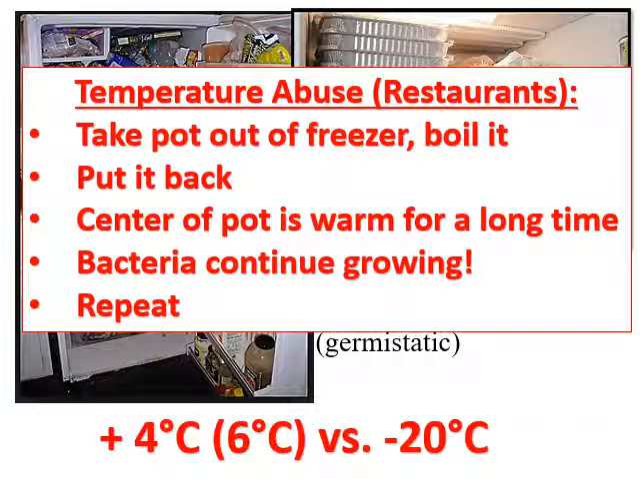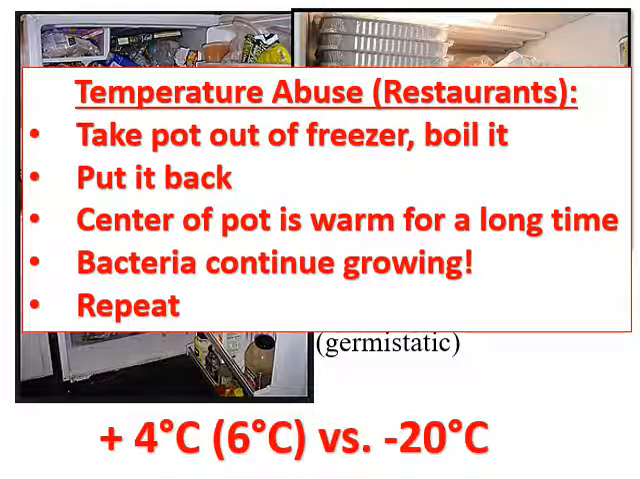Okay, so I mentioned temperature abuse at restaurants. This is where you make a pot of soup, and then you serve some of the soup to people, and then you put it in the refrigerator. So when you boil the soup, presumably it was up at 100 degrees. You put a 100-degree pot into the refrigerator, and if it's a large, deep pot, it will take a long time for it to cool down to 4 degrees. Right? So during that time, the bacteria can continue to grow.